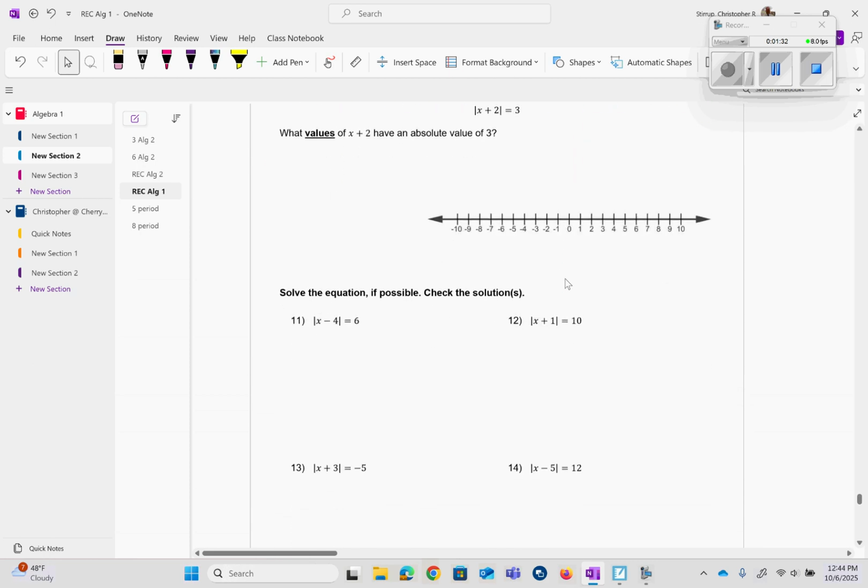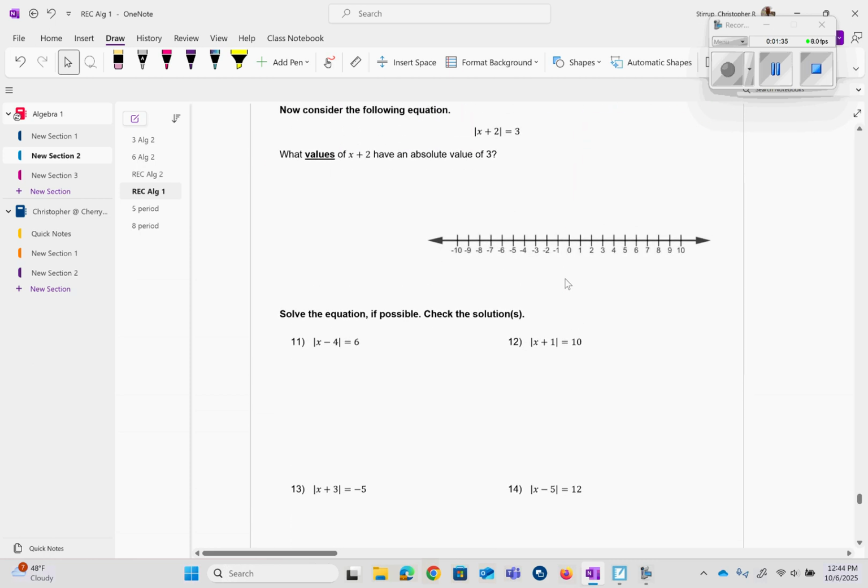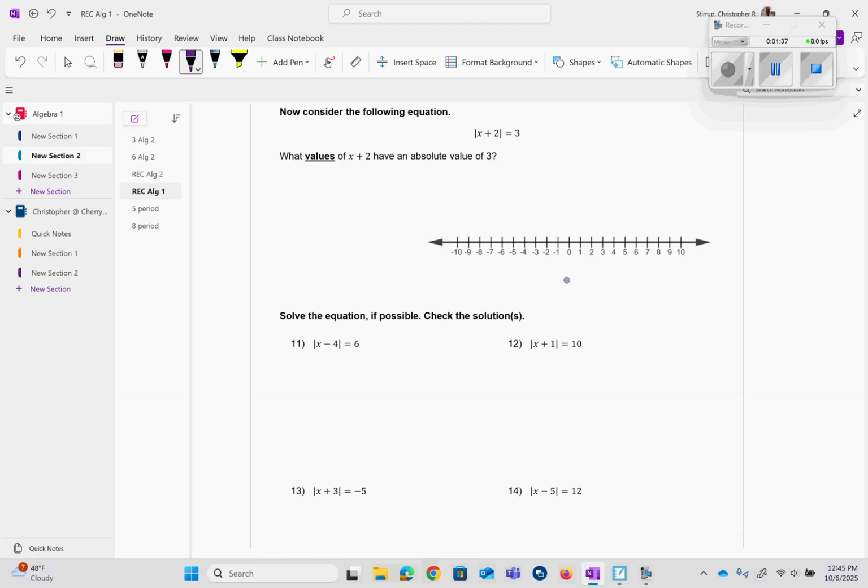All right, so now let's think about this. We're going to have two different values that are going to work. Well, I'm going to break this into two problems. I'm going to go x plus 2, I'm going to drop the absolute value signs, is equal to 3. And then I'm going to go x plus 2 equals negative 3. So I have two answers. So if I subtract 2 from both sides here, I'm going to get x equals 1. Subtract 2 from both sides here, I'm going to get x equals 5. So I get a 1 and I get a 5. Those are my two answers.